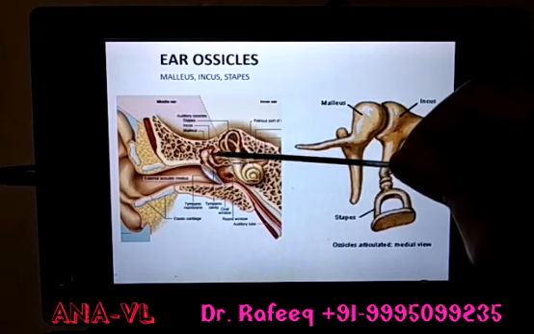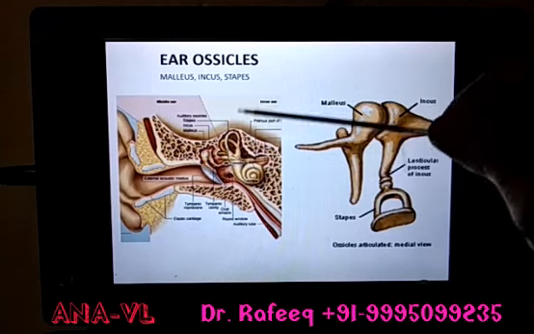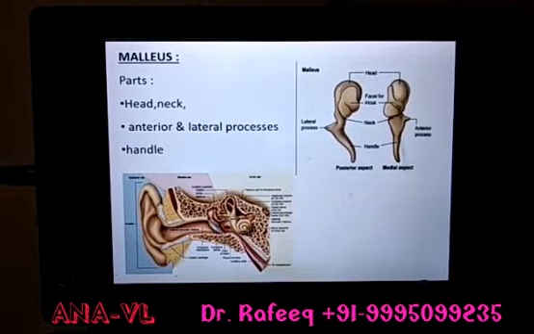In between malleus and incus, there is a joint called the incudo-malleal joint. And in between the stapes and the incus, there is a joint called the incudo-stapedial joint. So let us learn in detail about each ear ossicle. First, we are going to learn in detail about the malleus.